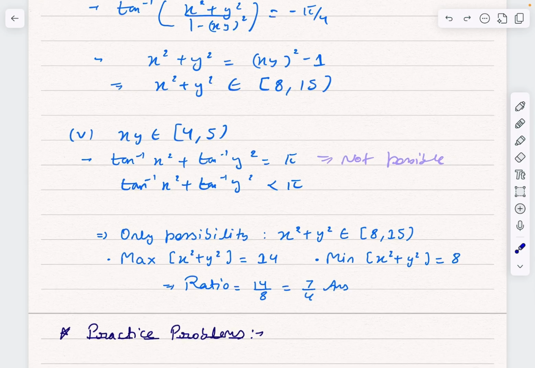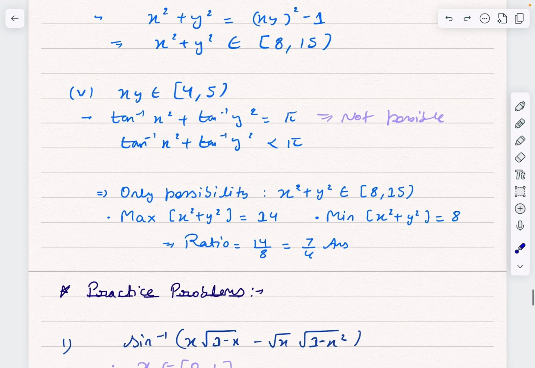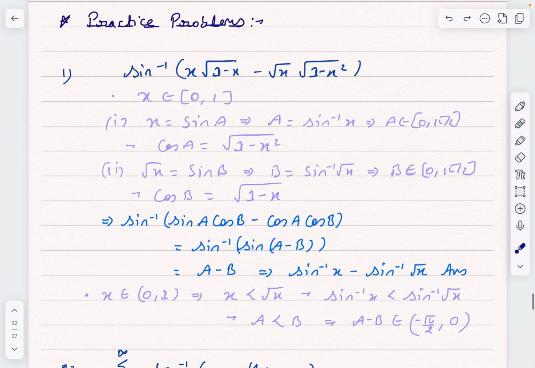Next. Now we'll do some practice problems based upon the concepts we have covered in this chapter. Some typical problems we have here. First one is this.